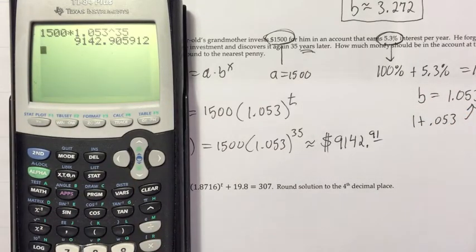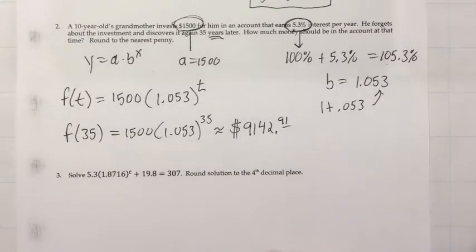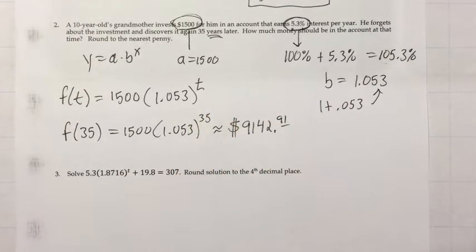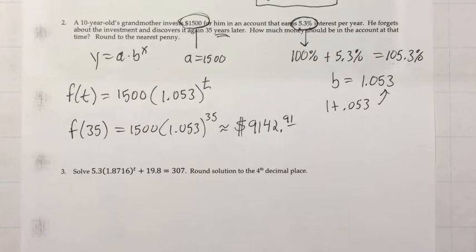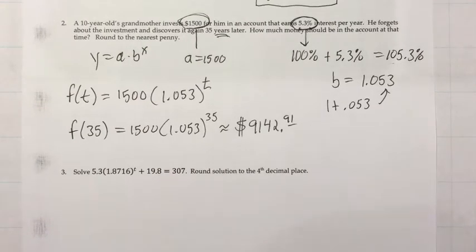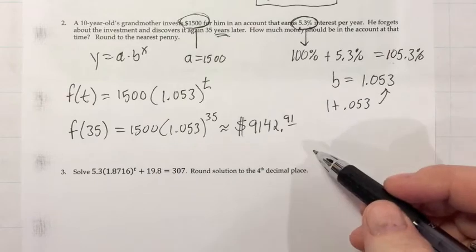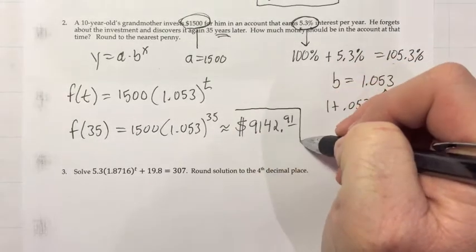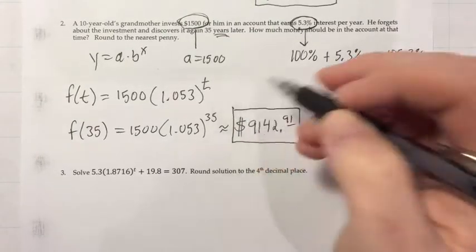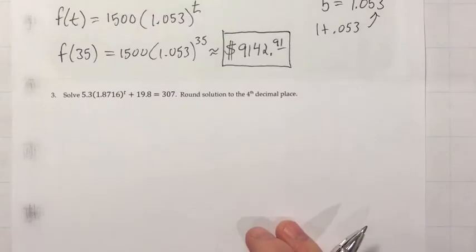So $9,142.91, which would be a nice surprise given that they forgot they had that money in the first place, and now to find out it's worth a lot more than they remembered back on their 10th birthday. Alright, also we've got work kind of scattered around here, so it would be good to box that answer, so I'll go ahead and do that. And then let's move on to problem number 3.